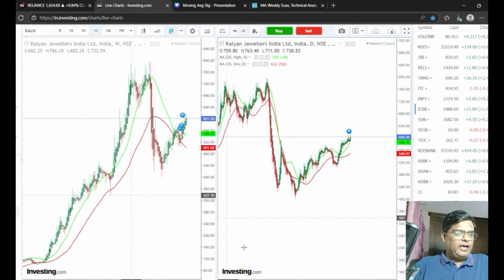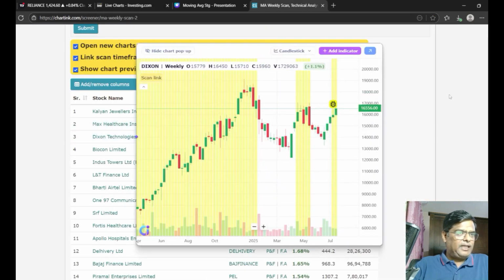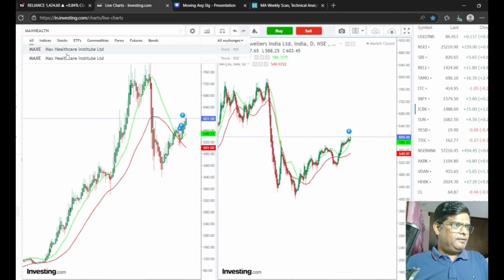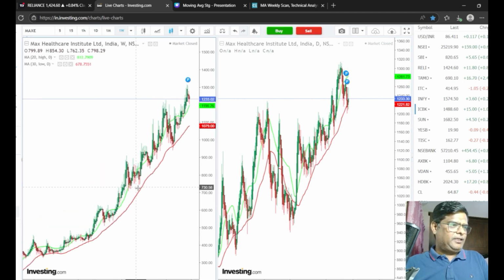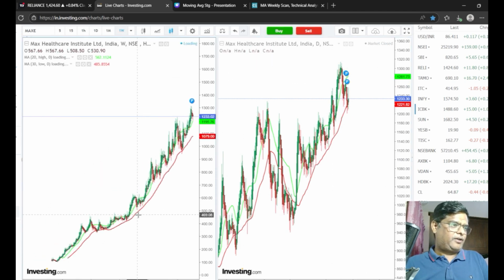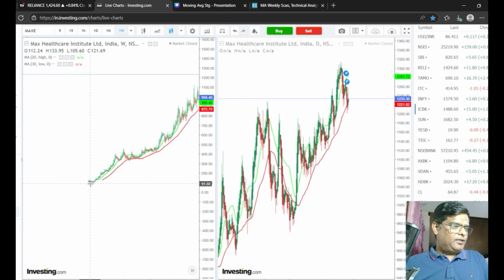So this way you scan the stocks. Max Health Insurance, so there is one more scan, Max Health Insurance. Once you click here, it will automatically change this. So this is surprising. Okay, we missed this trade completely. In 2020 Max Healthcare came, and I really also missed this.